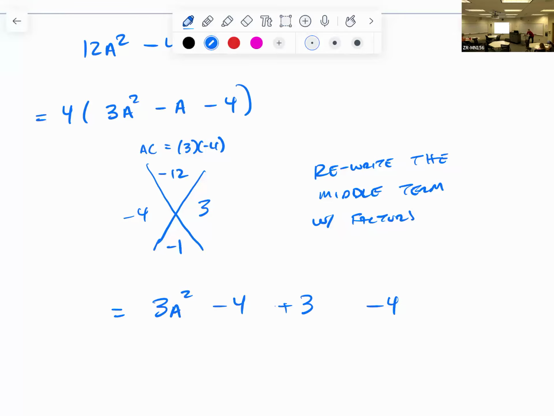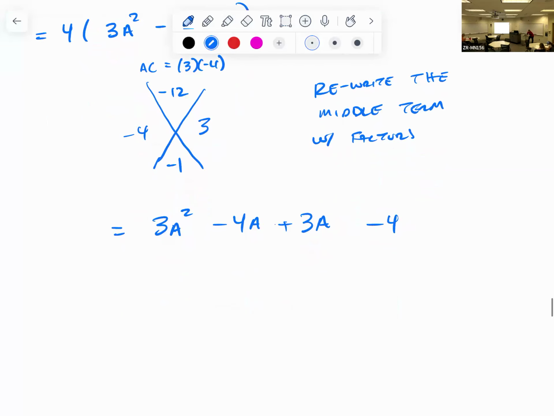And then what do I attach onto them? The variable. What variable? A, in this case. And then now I have 4 terms. What do we get to do? 2 by 2 grouping. Specifically, 2 by 2 grouping, yes. Equals 3A.